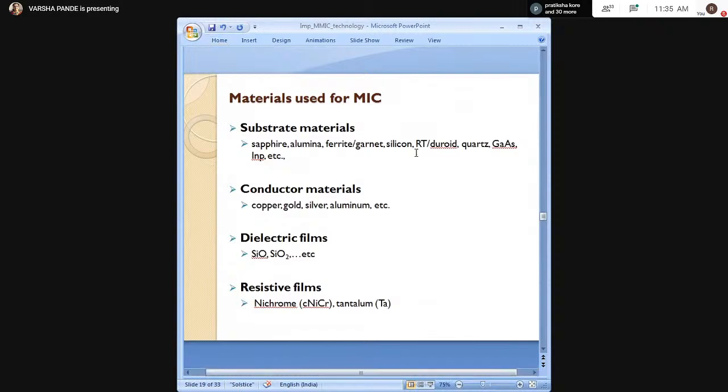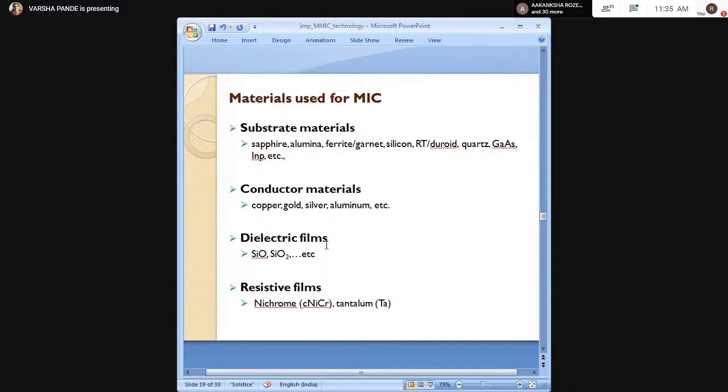Now here, materials used for MIC: different materials are used for the different layers. For the substrate material, here you can see the list of materials: sapphire, alumina, silicon, quartz, GaAs, etc. can be the substrate material. Then again telluride, all these are some substrate materials. Then conductor materials, here nothing but the metallization, which are good conductors, that are nothing but the metals: copper, gold, silver, aluminium, sometimes platinum is also used, sometimes alloys of these are used. So like this is the conducting material.